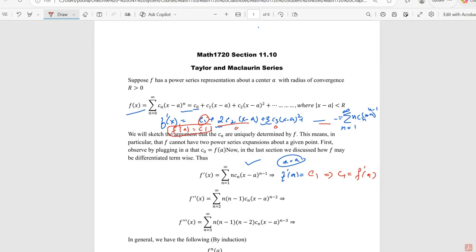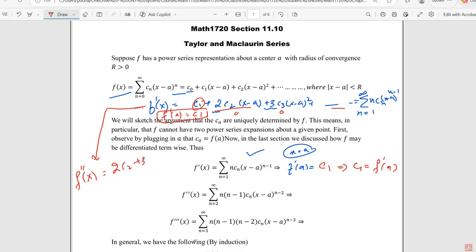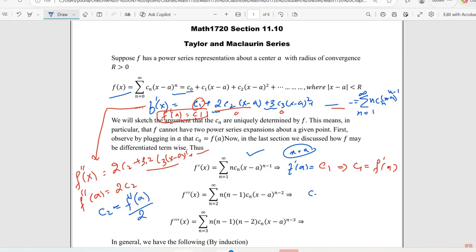Similarly, let's try one more step. When I differentiate a second time, let's say I differentiate this f prime of x one more time, c1's derivative will be 0, then 2c2, since x minus a's derivative is 1, plus 3 times 2 times c3 (x minus a) to the power 1, and so on. If I put a in place of x, all the terms from the second onwards will become 0. It will be 2c2. So basically what I can claim from here is that c2 is the second derivative of f at a divided by 2.